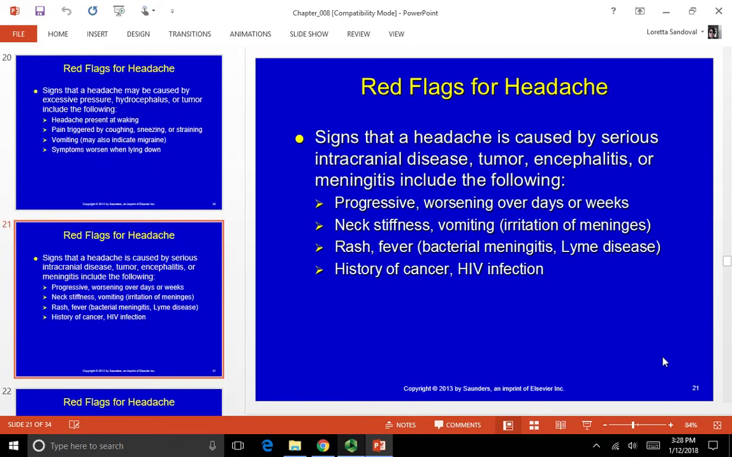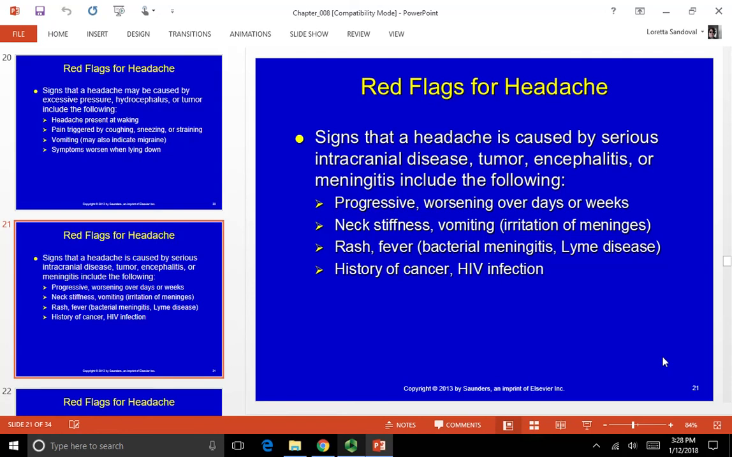So signs that a headache is caused by serious intracranial disease, tumor, encephalitis, or meningitis include the following. Progressive symptoms that worsen over days or weeks, neck stiffness and vomiting, and the vomiting and the neck stiffness are caused by irritation of the meninges. A rash or fever can be caused by bacterial meningitis or Lyme disease. A history of cancer or HIV infection.